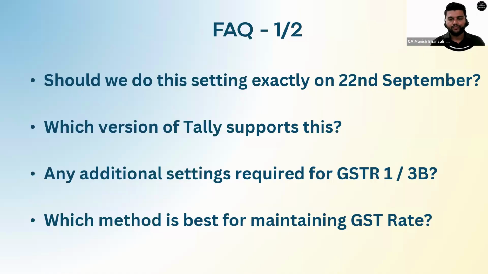This is a default feature. Next question: are any additional settings required for GSTR 1 and 3B? The answer is no. No additional settings are required. Once you change the rate with the effective date and make the entry as you already do, automatically everything else is taken care of in GSTR 1 and 3B. You don't have to make any changes in 1 or 2 or 3B or anywhere. No settings to be enabled, no settings to be disabled, nothing to be done.